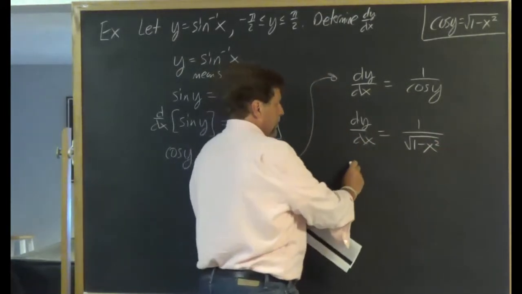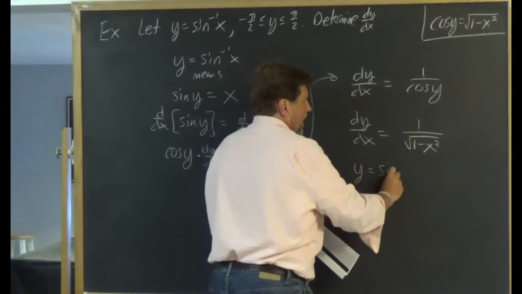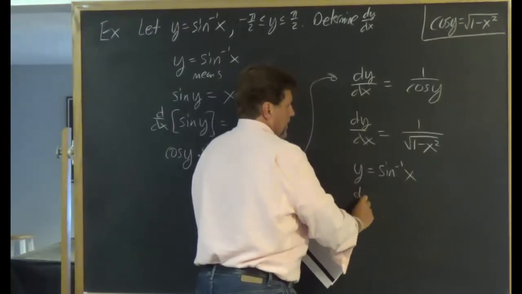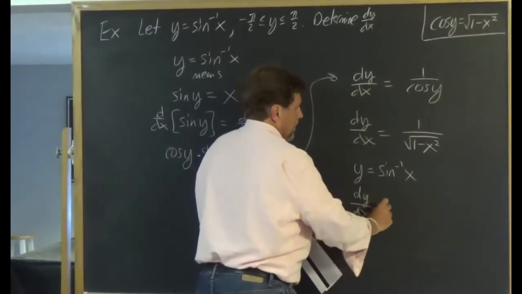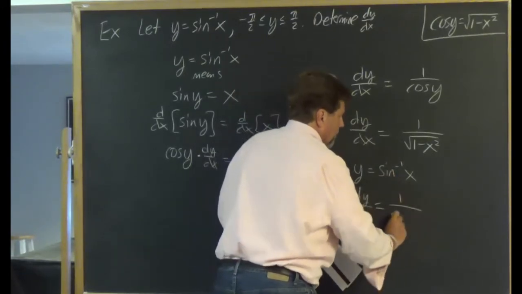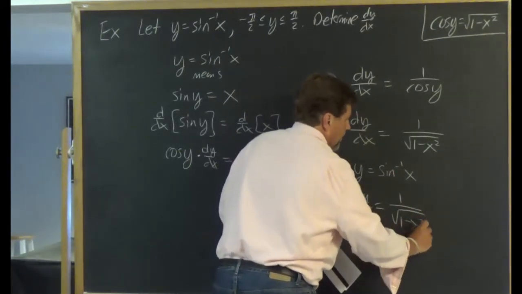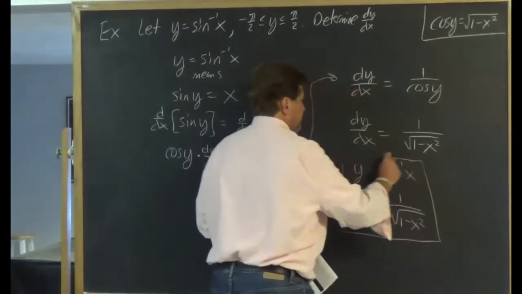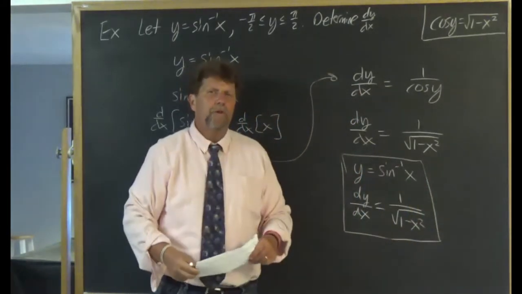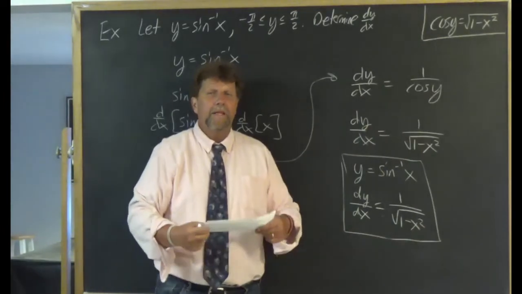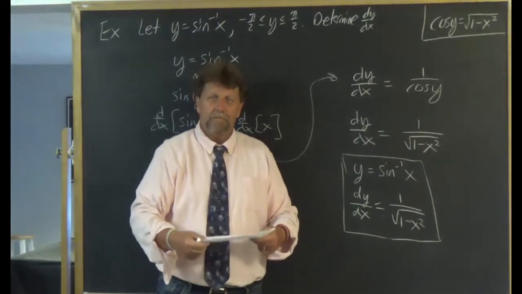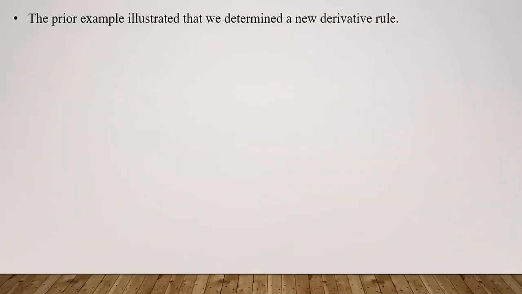So we just came up with the fact that if y is inverse sine x, the derivative of inverse sine x is 1 over the square root of 1 minus x squared. We came up with a new derivative rule. So let's head back to the slides and let's put this into a theorem. All right, that prior example illustrated we have determined a new derivative rule. So let's make it a theorem.